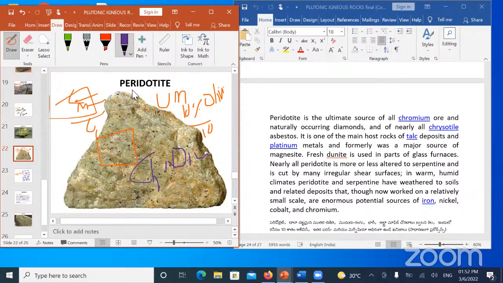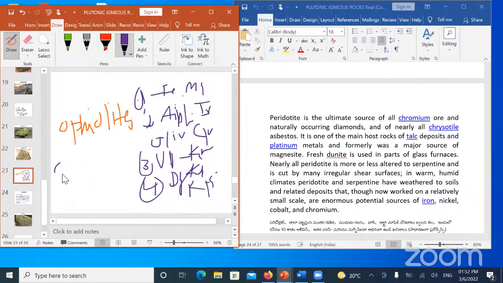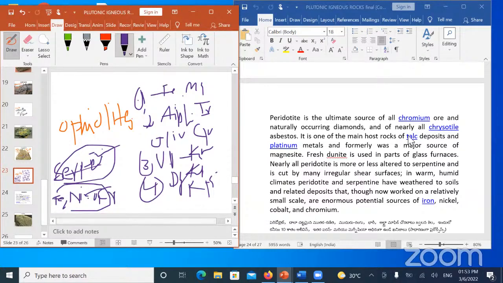Nearly all peridotites are more or less altered to serpentine, and it is cut by many irregular shear surfaces. In warm, humid climates, these peridotites and serpentine have weathered to soils and related deposits, now worked on a relatively small scale, that are enormous potential sources of iron, nickel, and cobalt, and also chromium. Right, so these are the enormous potential sources.